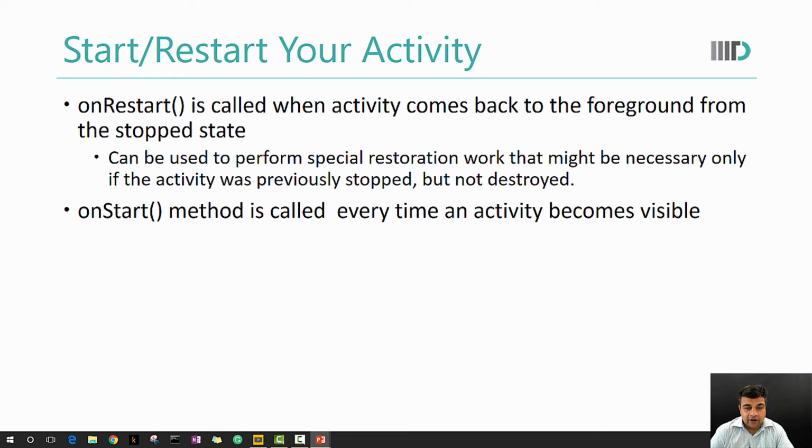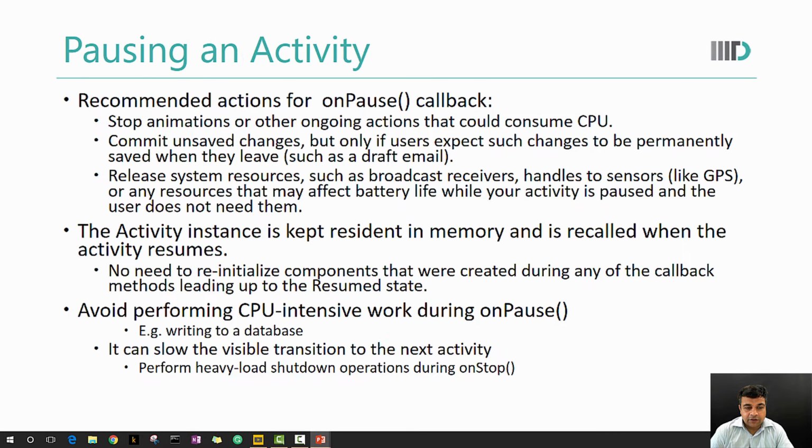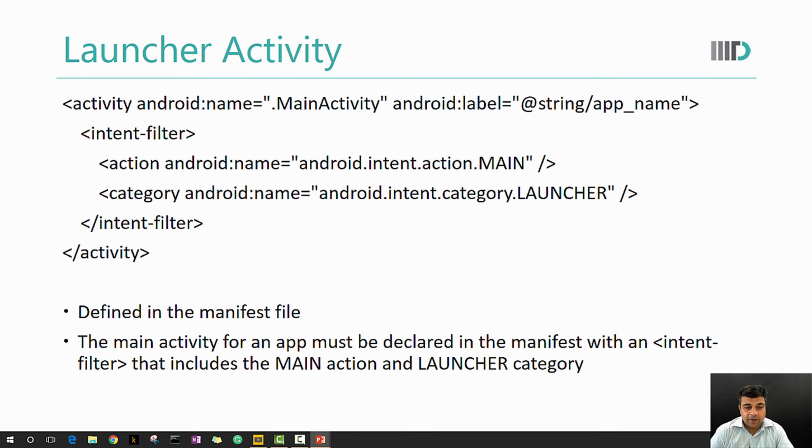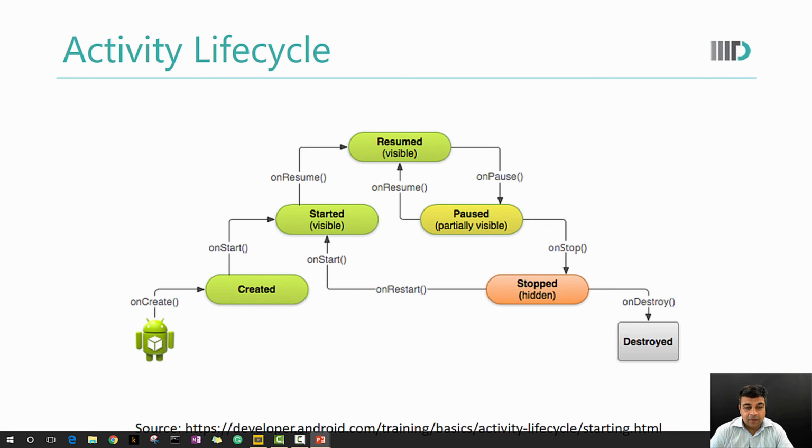Let us see through the diagram. So you see that on start is being called even in the beginning because your application has to become visible, while there is no on restart. But on restart is called when an application is stopped, and after that it will call on start to make it visible.